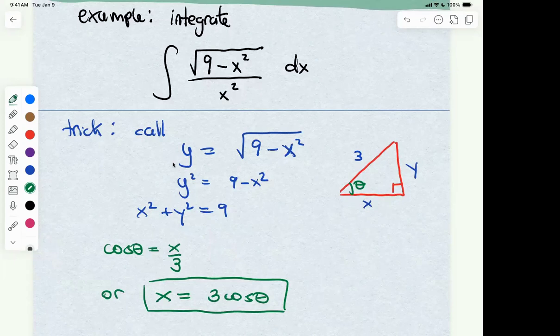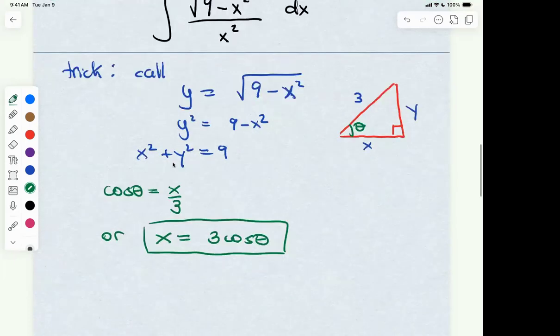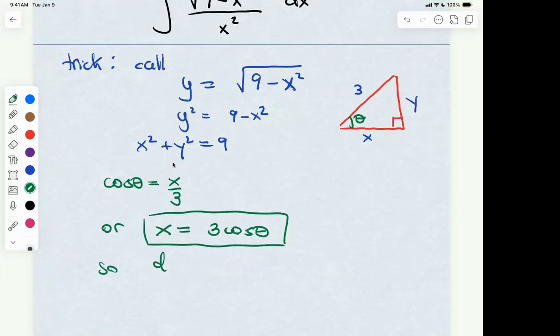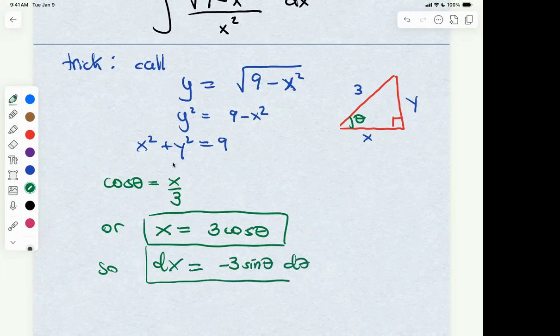Can we just switch that dx to d theta? That's exactly what we're going to do, just as in the u-sub. So what would dx be? It would be -3 sine of theta d theta, because the derivative of cosine is negative sine. Does that make sense? So far, so good.